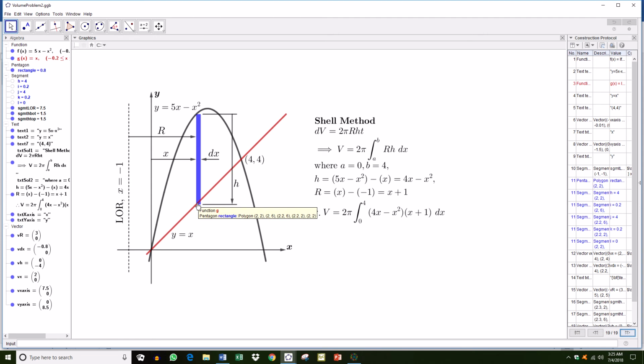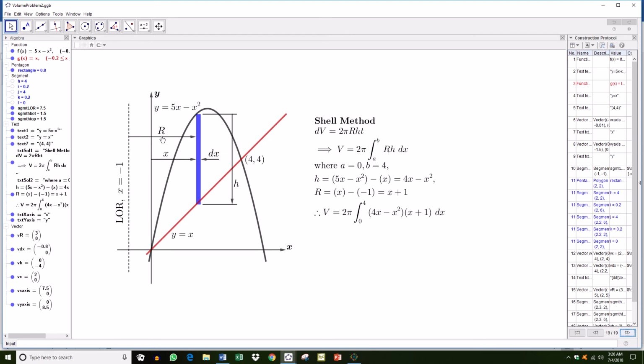As for r, we are measuring horizontally, right? So that means we need to figure out what the x value at this right side point is, minus the x value at the left point. Please pay attention to that part. Because we are measuring r horizontally, we should take the x value at the right side point, and from that we need to subtract the x value at the left point.